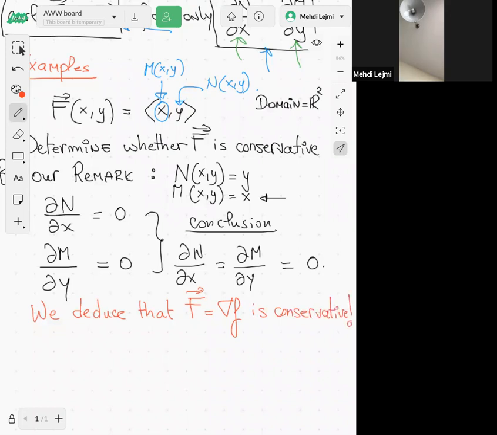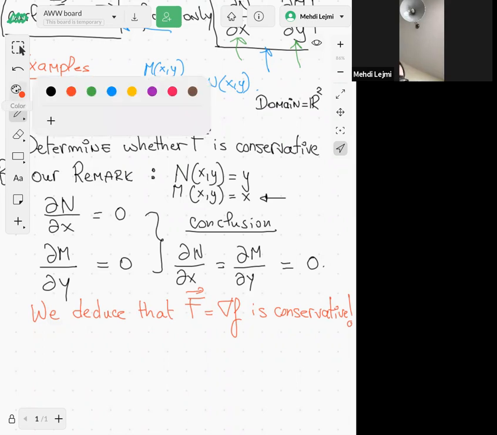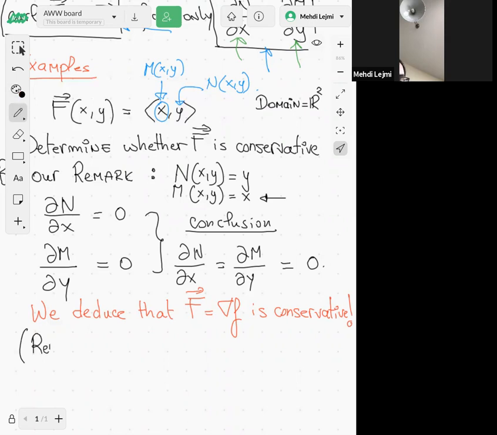If the partial derivatives are different, then of course your vector field F is not conservative. So again, just to remark here: if the derivative of N with respect to x is different from the derivative of M with respect to y, then this vector field F is not conservative.